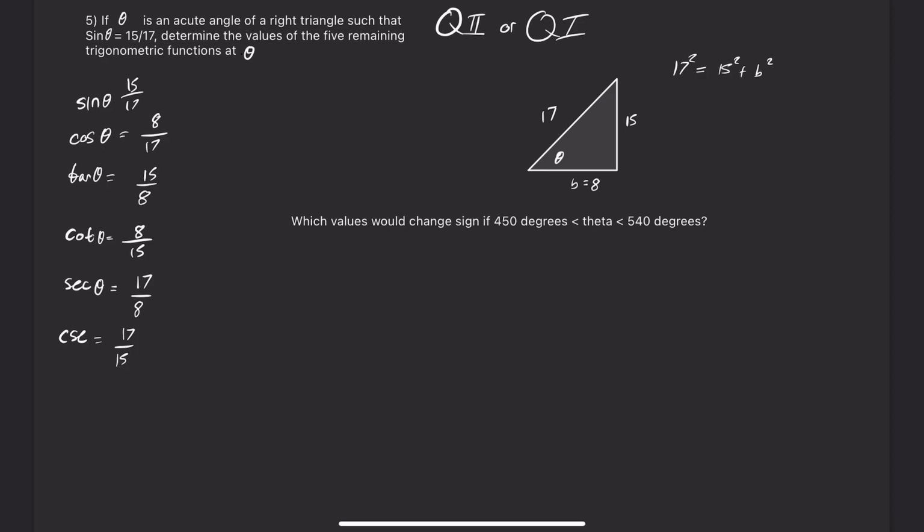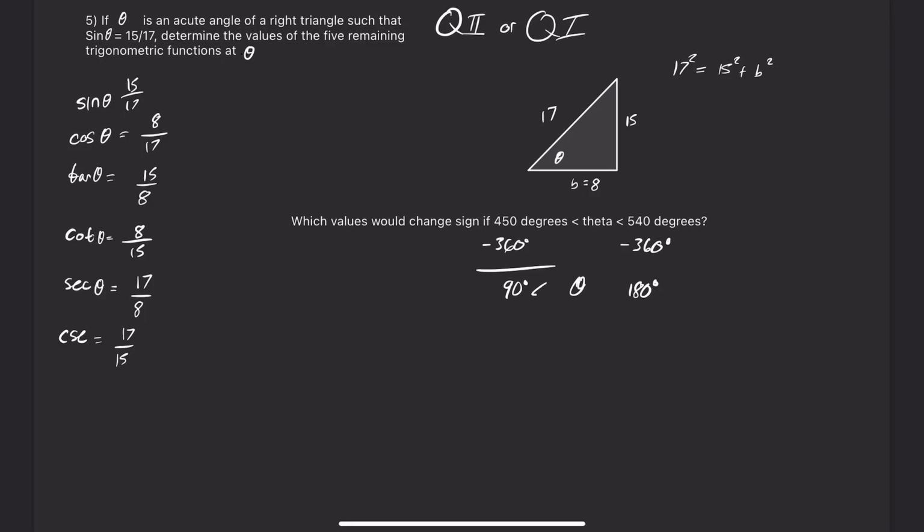Now, we're asked which values would change sign if theta is between 450 and 540 degrees. Okay, so how do we go about solving? First, we have to determine where theta is. The easiest way for me would be to subtract 360 degrees from each angle. This way, I'll get their coterminal angle, which I'm familiar with. So this would be 90, and this will be 180.